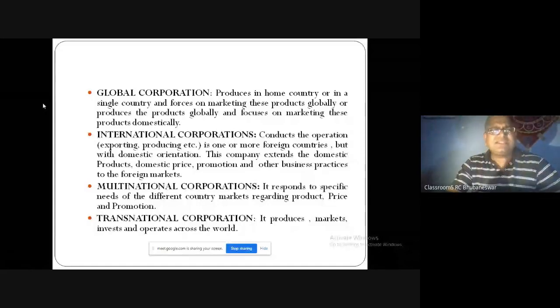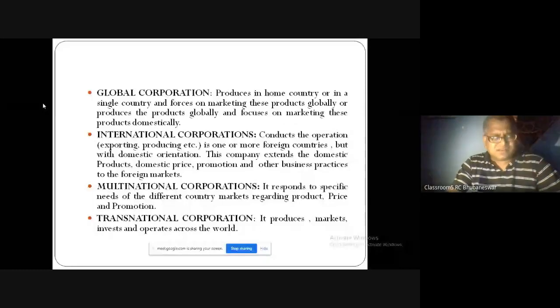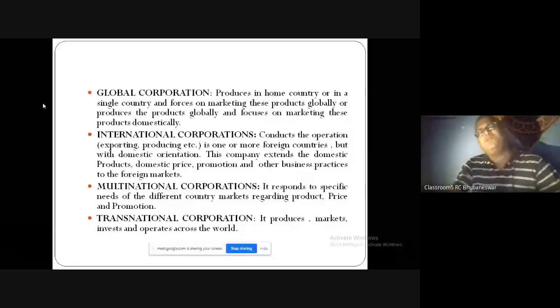Another one is international corporations. It conducts operations exporting and producing from one or more countries; that is called an international corporation. Besides domestic orientation, there is some exporting and importing of goods and services to one or more foreign countries; that's called an international corporation.